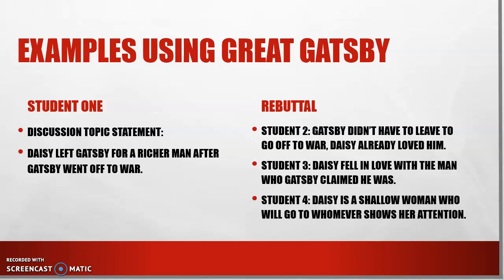examples. So, student 2 could go ahead and say, Gatsby didn't have to leave to go off to war. Daisy already loved him. See, I don't like this one because there's no evidence that supports this.